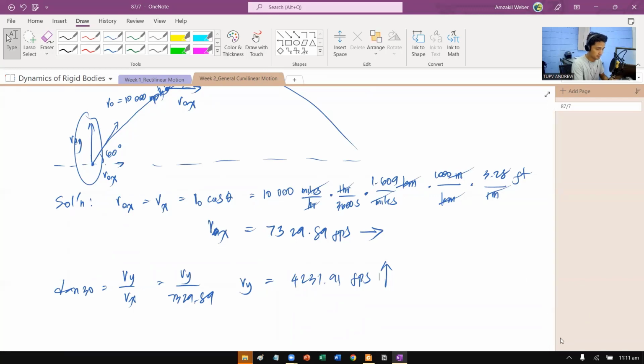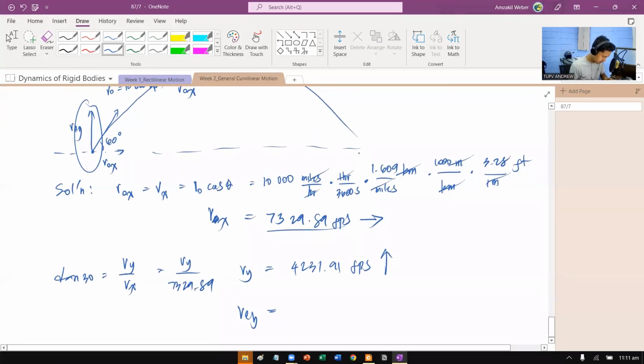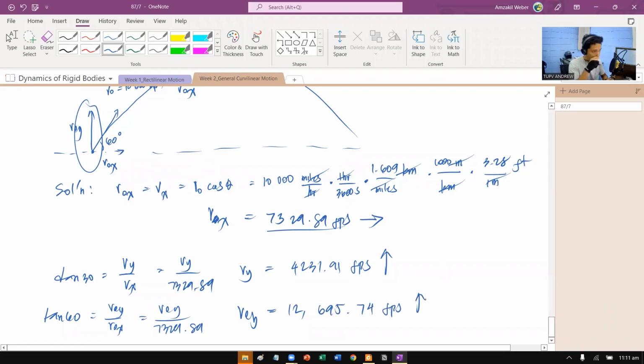What about the initial velocity? V0y is V0x times tangent 60 degrees, using the angle of 60 degrees. So 7329.89 times tangent 60 degrees is 12,695.74 feet per second. Okay, so we have final Vy and initial Vy. We can use these to get the change in altitude and the time.